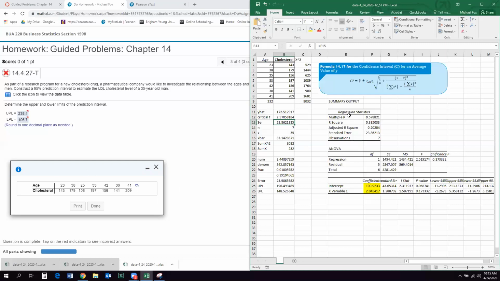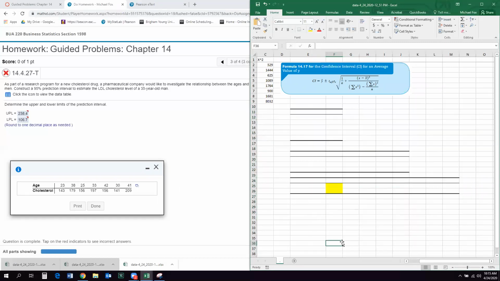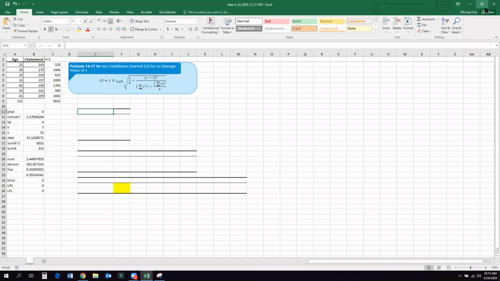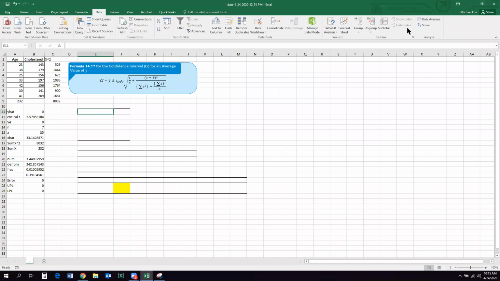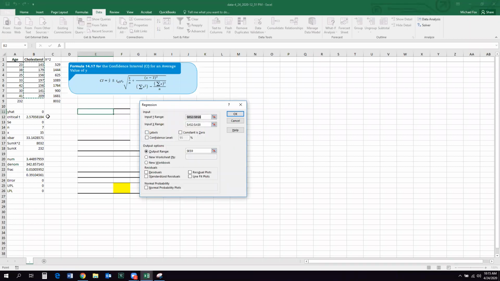Let's see. Did I choose the wrong stuff when I did my regression analysis? There are so many. That's why these ones are hard, because it's easy to make a mistake, but I'm pretty sure I didn't on that part. So now I don't know what's... Data analysis, regression, B2 to B8, A2 to A8, output range.